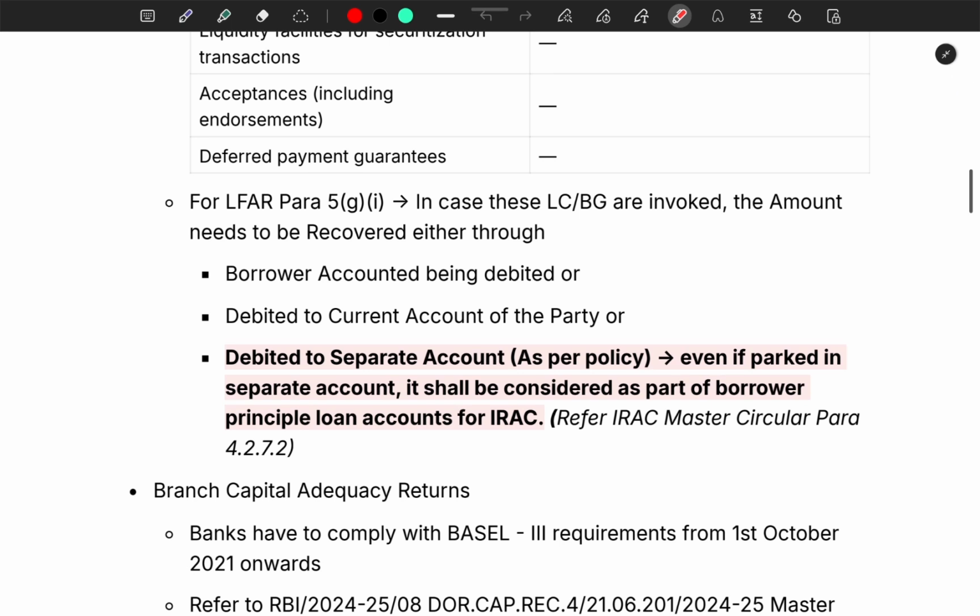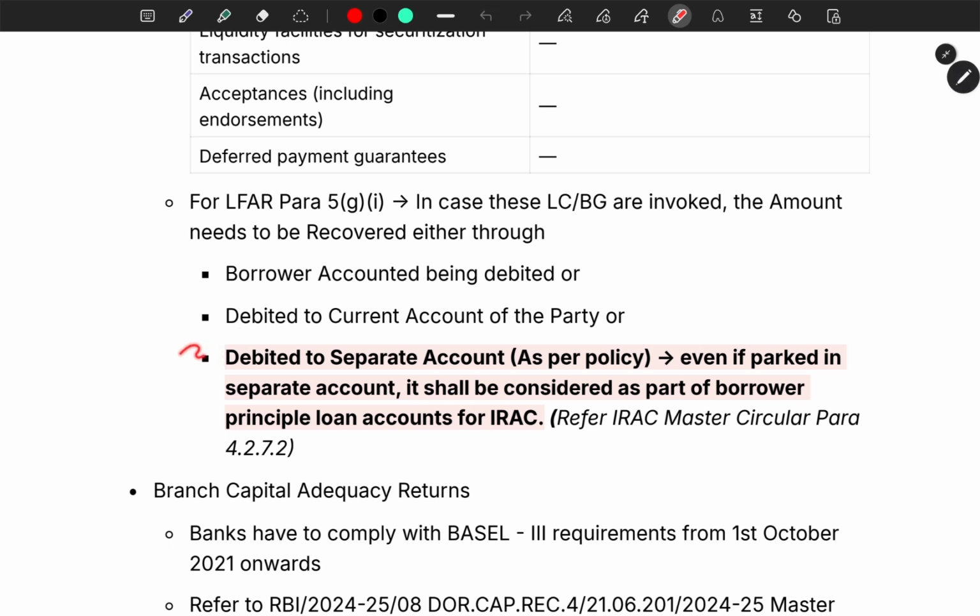Okay, moving on. If any LC or BG, that is letter of credit, letter of comfort, letter of undertaking, or bank guarantee is invoked, devolved, then the amount needs to be recovered either through the borrower's account, or their current account. You can do is either debit it to their borrower account or debit it to the current account.